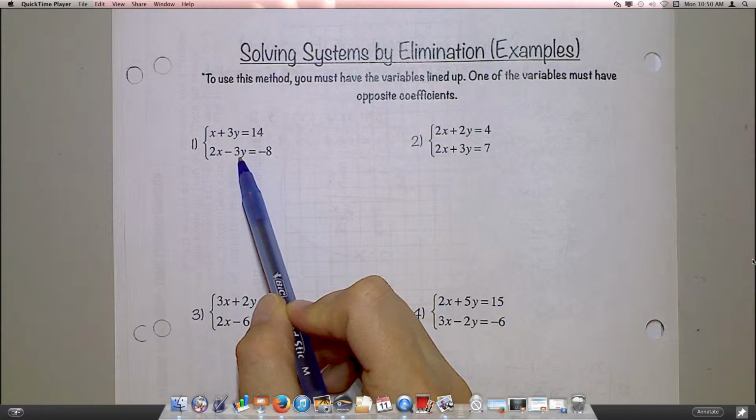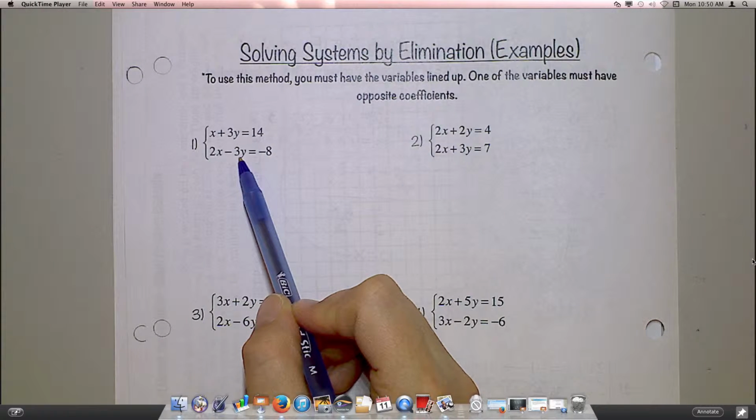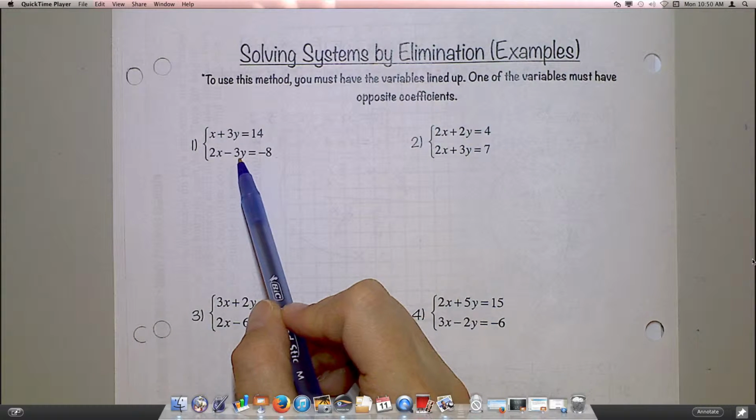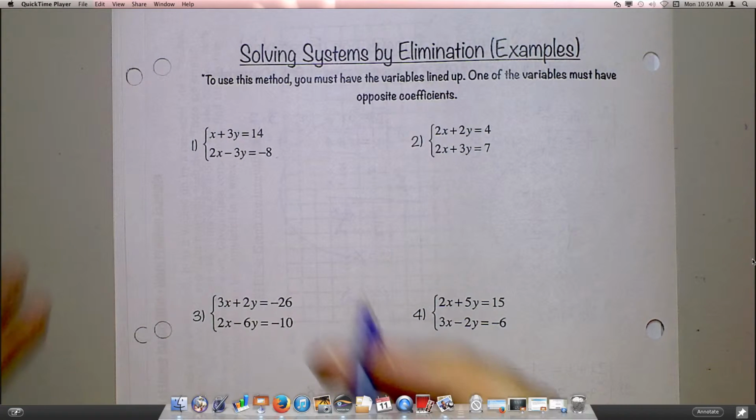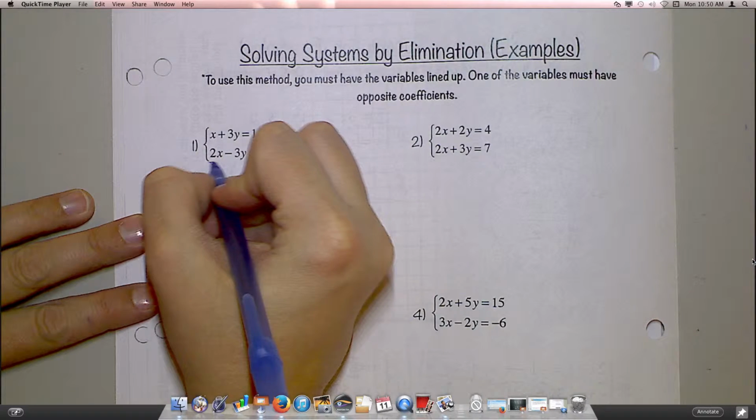That means that you are ready to start right away. You don't have to do any work ahead of time. It's just like in substitution when they hand you the equations that are already solved for y. This one's already all set to go. All I'm going to do is take these two equations and add them together.